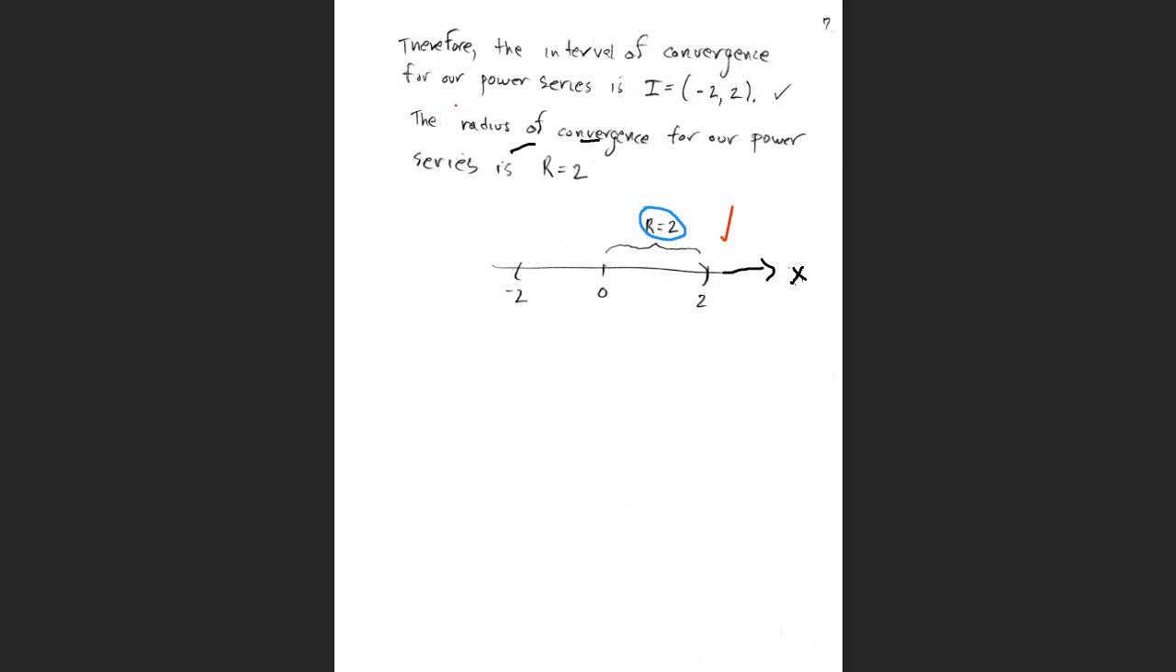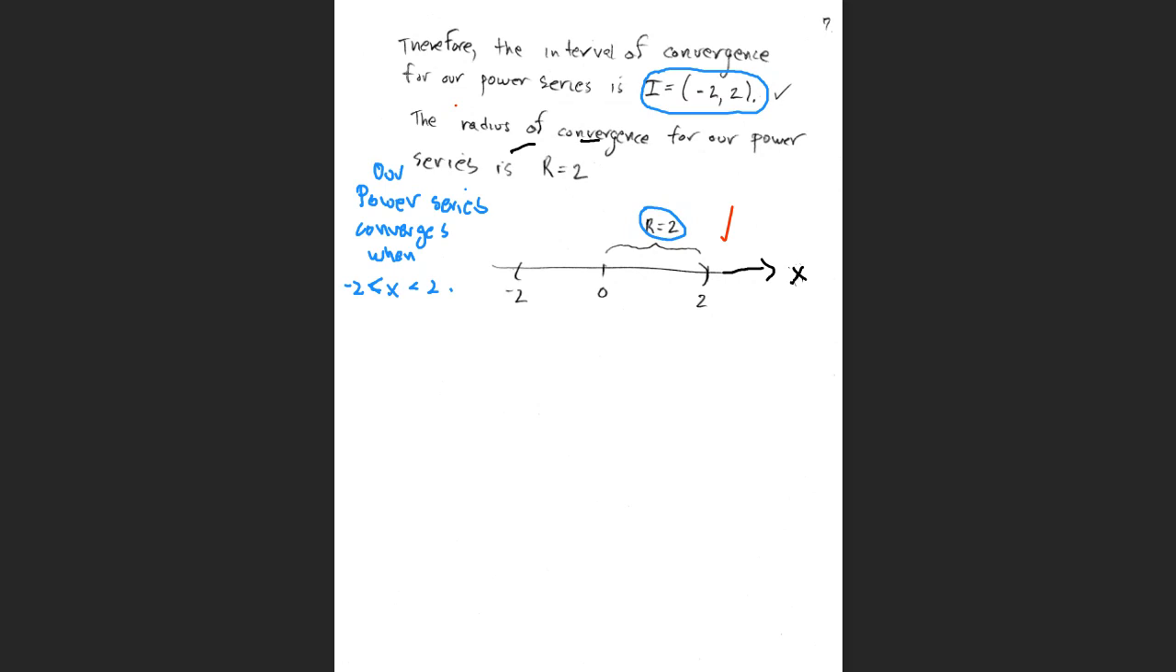Jonathan, we would say the length of the interval is 4. But of course, what's really important is this interval. So we're saying that our power series converges when x is between 2 and -2, and that's it. The power series is no good anywhere else.